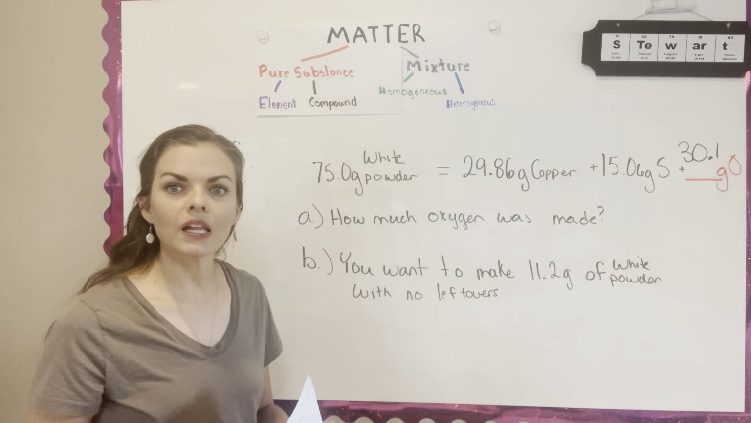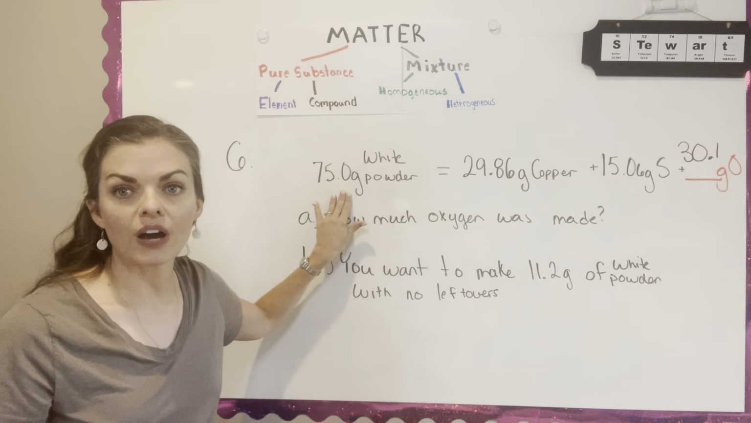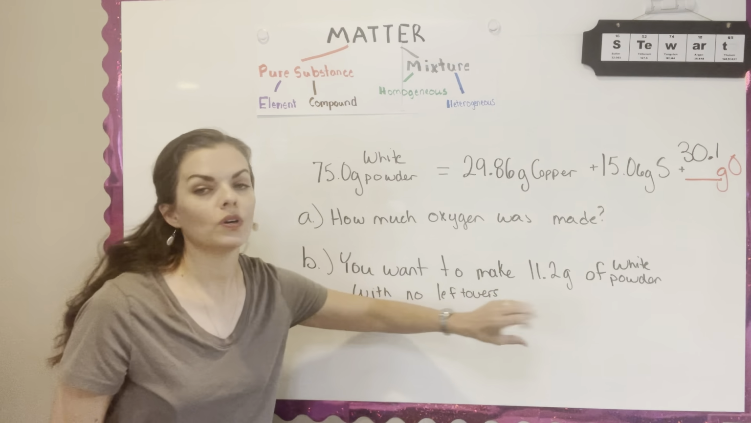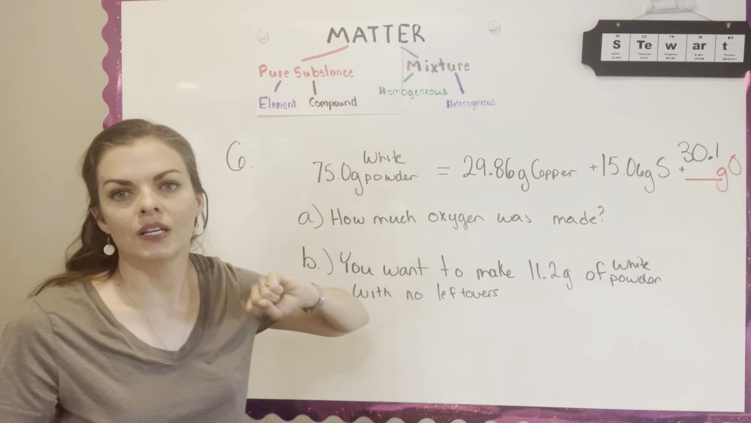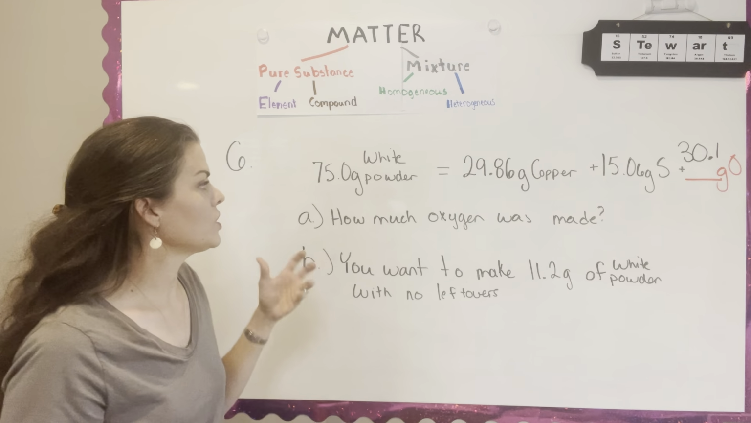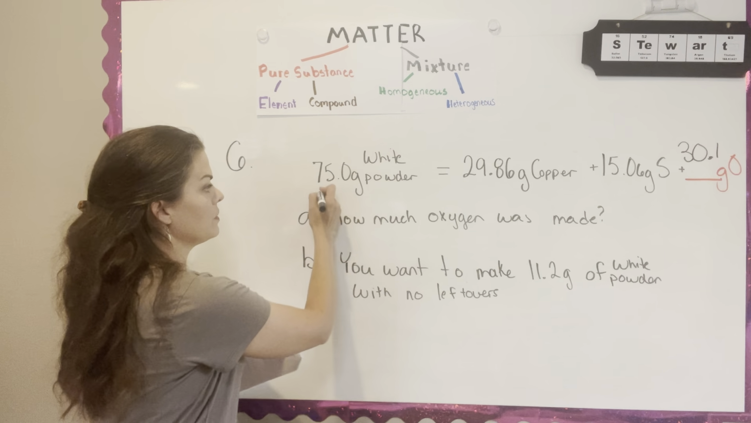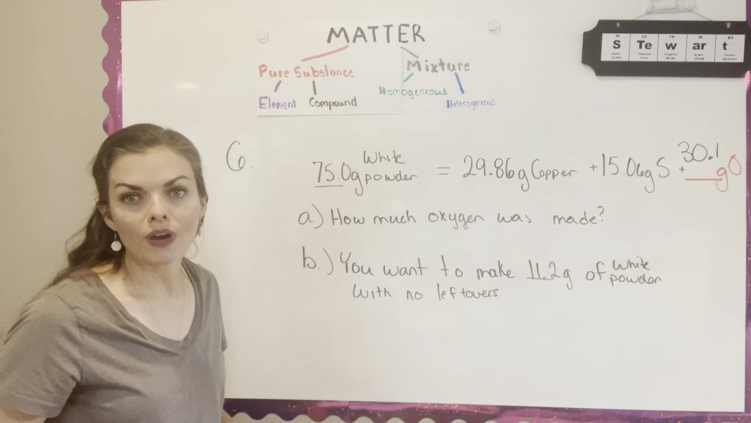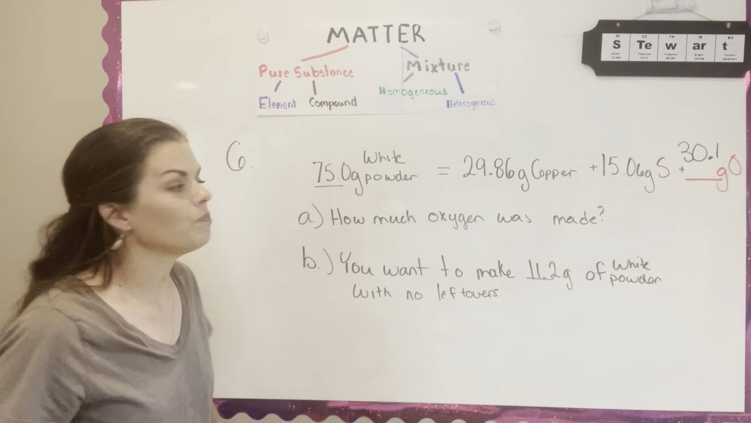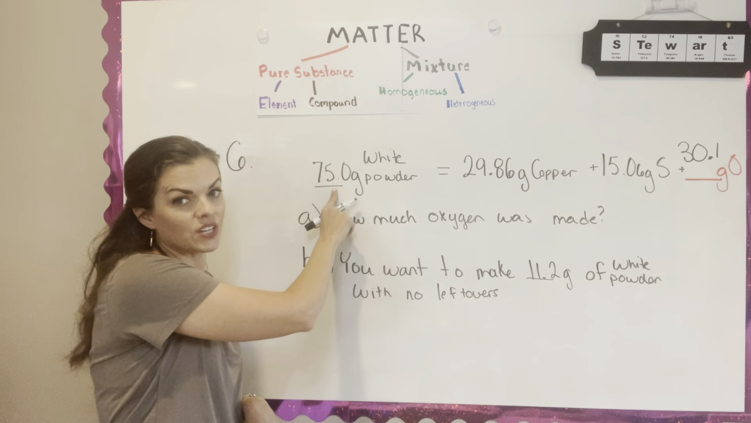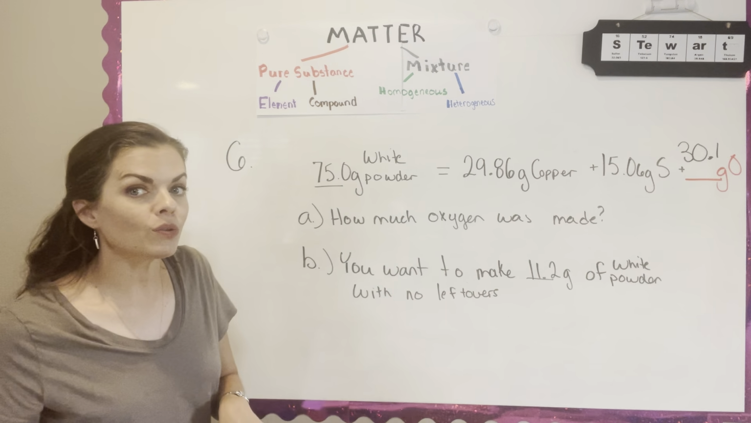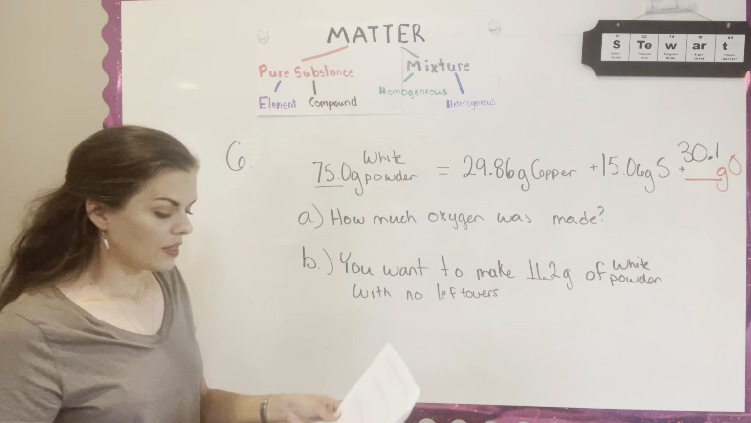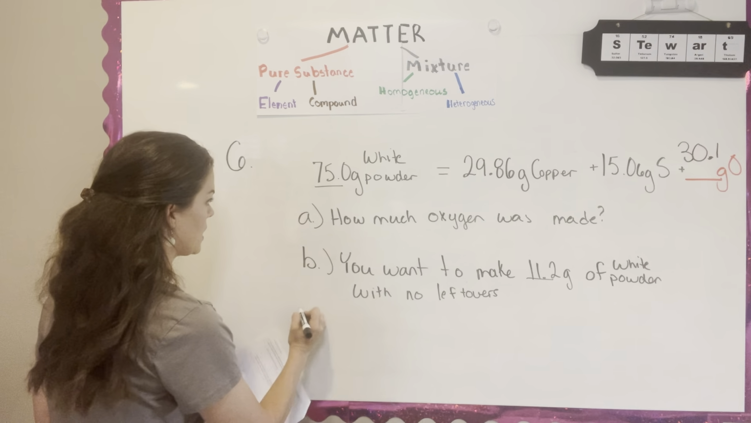So part B is telling me instead of making 75 grams of this powder, I only want to make 11.2 grams of this powder, and I don't want any leftovers. So I need to find the ratio comparing 11.2 to 75, so I know my multiplication factor. Am I doubling the recipe? Actually, in this case, I'm going from 75 to 11. So are you halving the recipe? Am I dividing it by tenths? What exactly is the multiplication factor that I'm using?